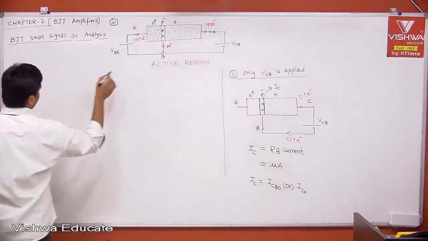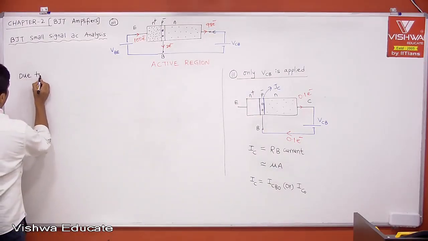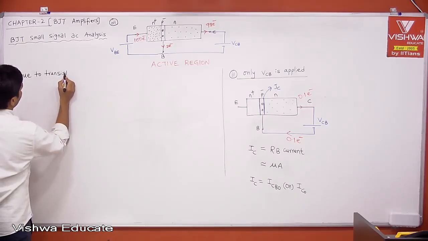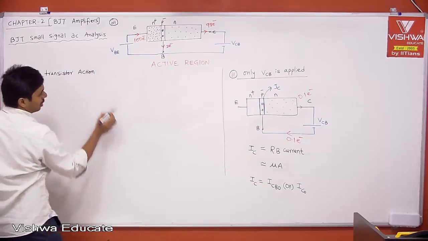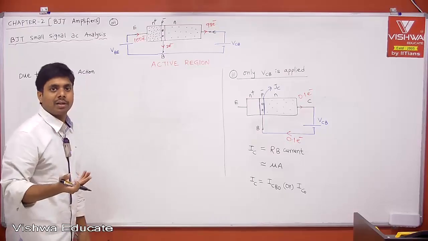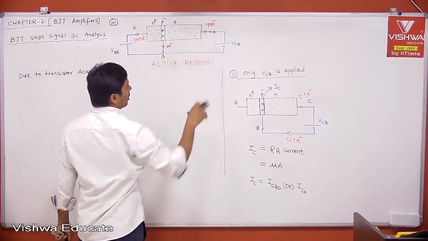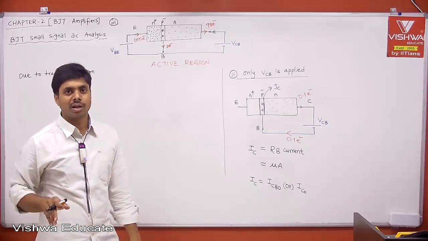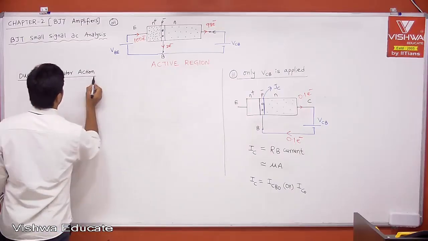I can write, due to transistor action. What is transistor action? The collector current is expected to be almost 0, but we are getting it almost equal to emitter current, which is unexpected from a reverse bias PN junction diode. Actually, this is a reverse bias PN junction, right? But we are getting a reverse bias PN junction diode current almost equal to the forward bias PN junction diode current, which is unexpected. That is what is called transistor action.